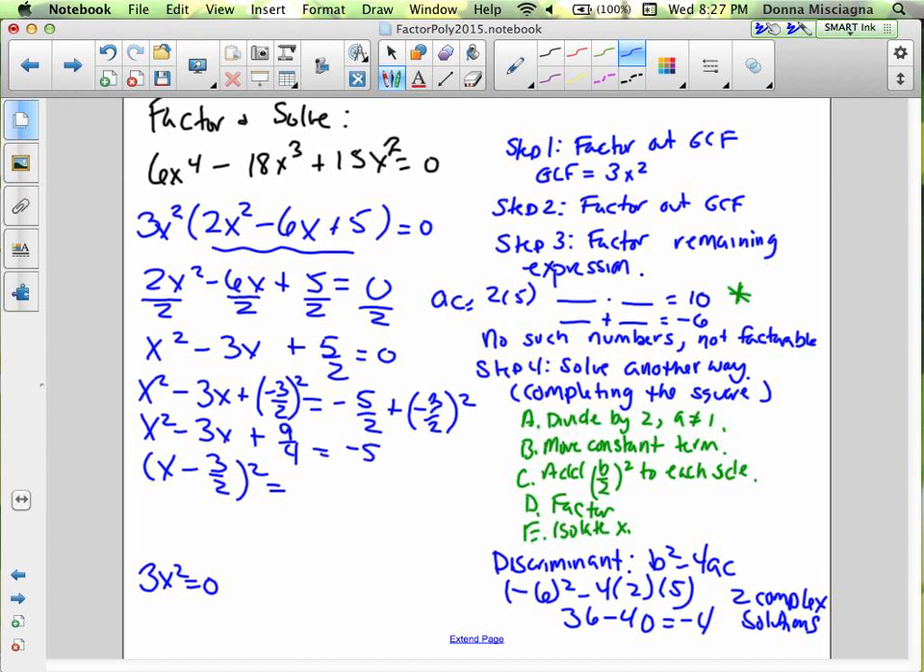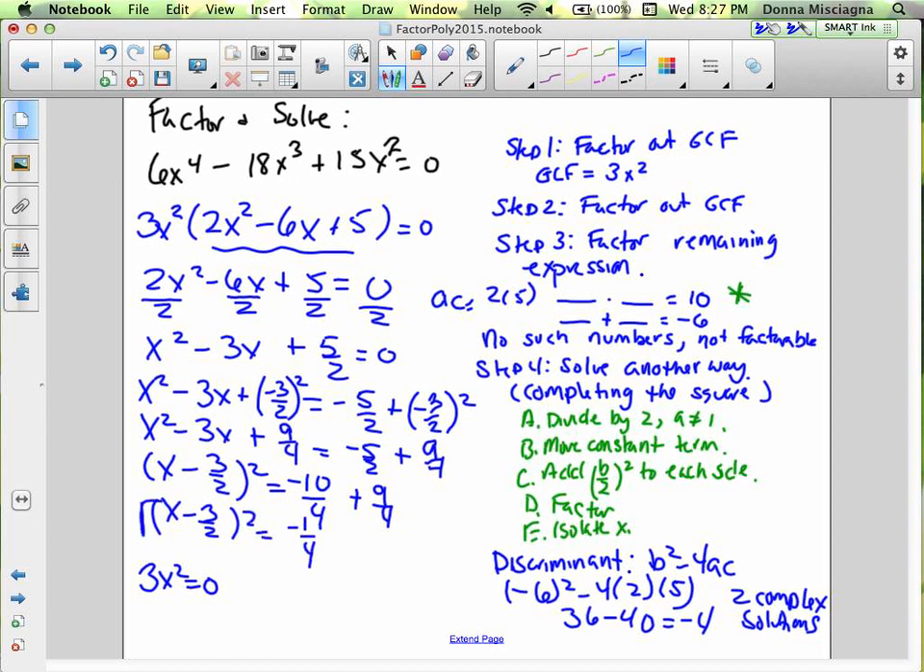It's going to be negative 5 halves plus 9/4. I need to change that 5 halves. So 5 halves is the same as 10/4, right? Just multiply them both by 2. So negative 10/4 plus 9/4 is going to give us a negative 1/4. So we have x minus 3 halves squared equals negative 1/4.